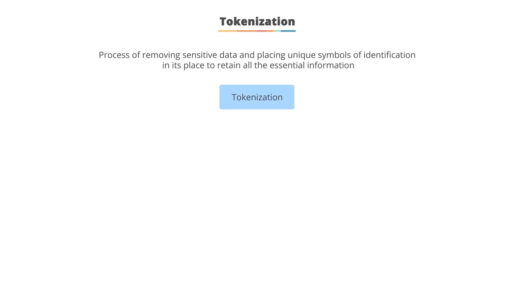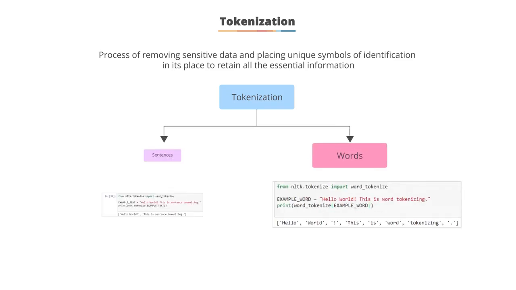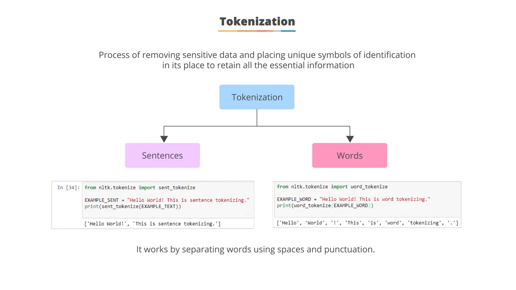So let's first understand the concept of tokenization. Tokenization is the process of removing sensitive data and placing unique symbols of identification in that place in order to retain all the essential information concerned with the data and maintain its security. It is a process of breaking running streams of text into words and sentences. It works by segregating words using punctuation and spaces.